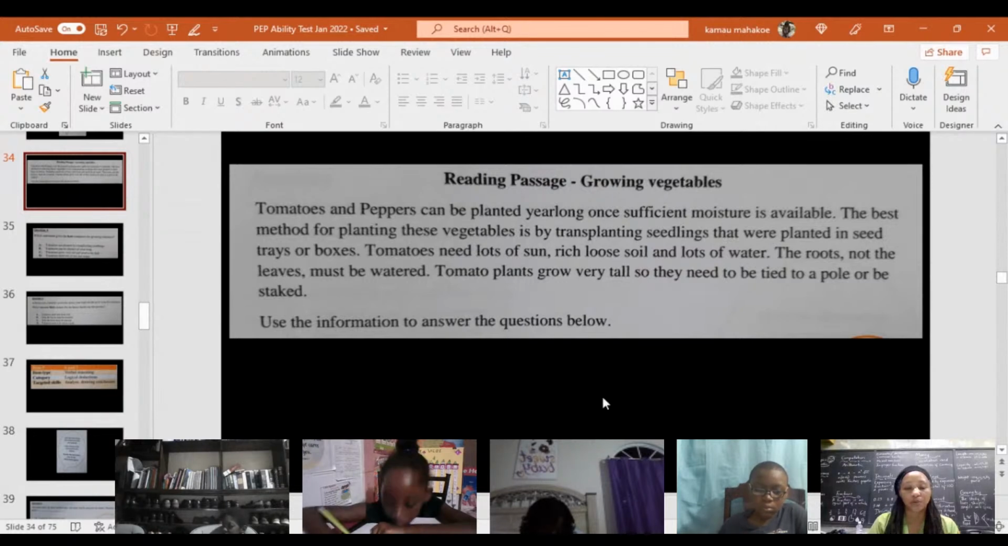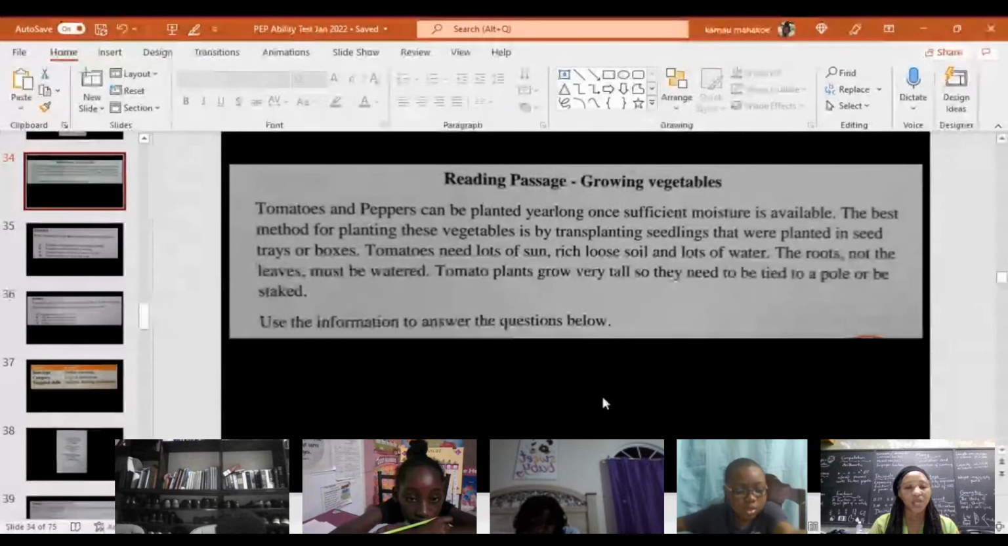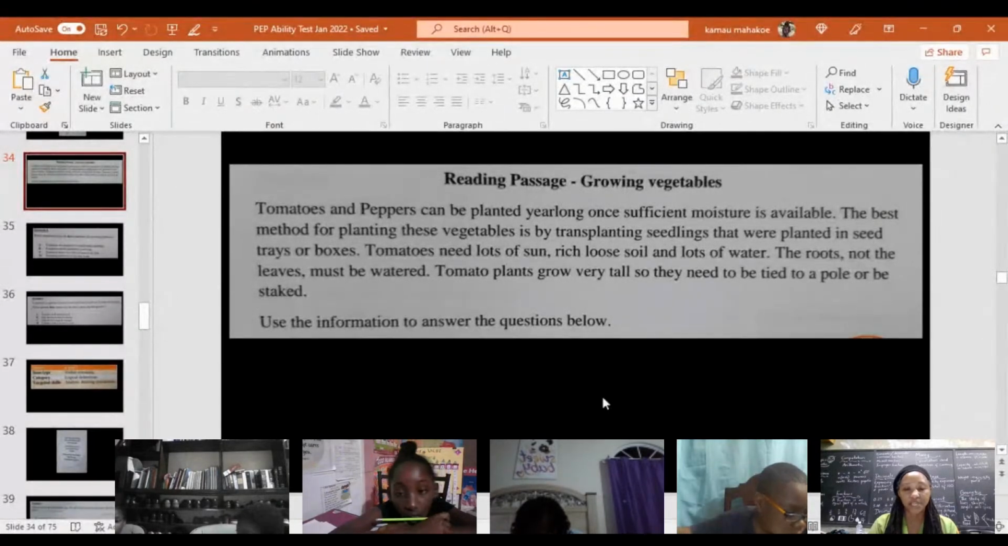So, reading passage, growing vegetables. Tomatoes and peppers can be planted year-long once sufficient moisture is available. The best method for planting these vegetables is by transplanting seedlings that were planted in seed trays or boxes. Tomatoes need lots of sun, rich, loose soil, and lots of water. The roots, not the leaves, must be watered. Tomato plants grow very tall, so they need to be tied to a pole or be staked. Use the information to answer the questions below.